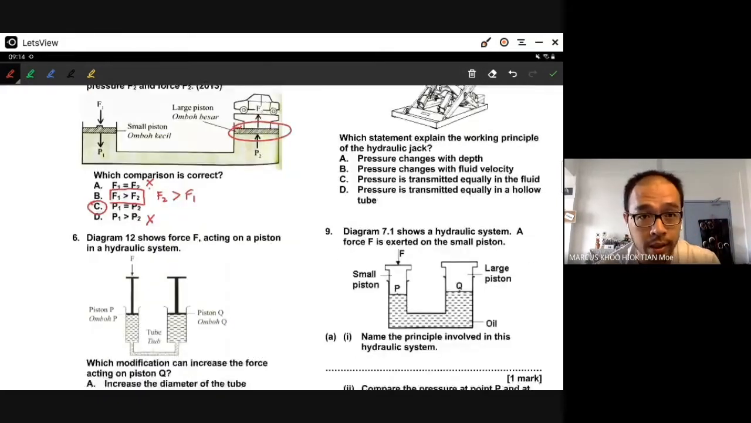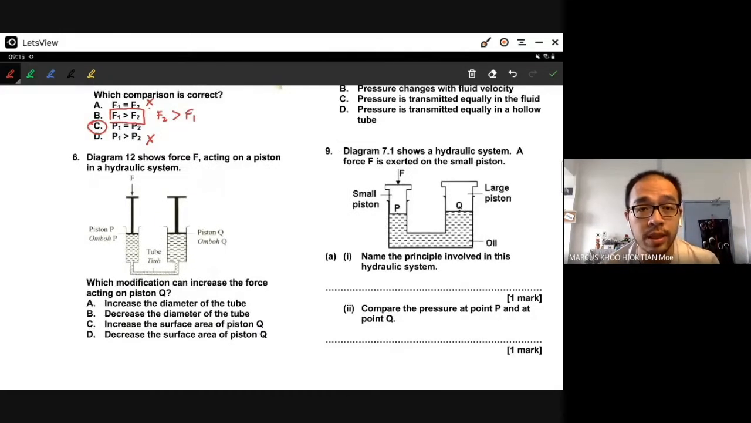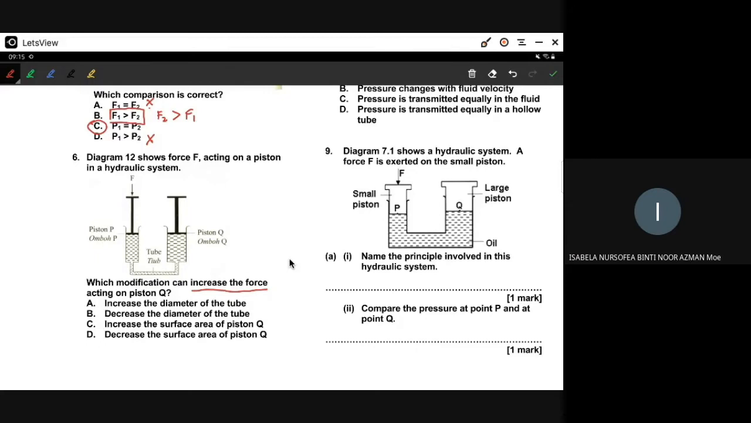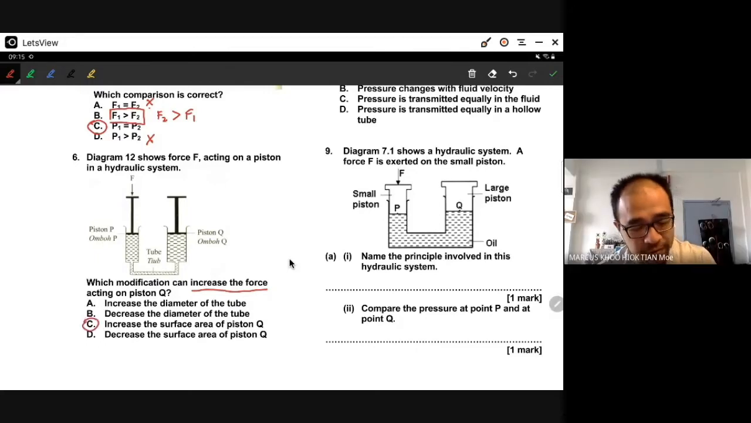Okay, question number 6. Diagram 12 shows force F acting on the piston in a hydraulic system. Which modification can increase the force acting on piston Q? I think it's C. Increase the surface area of piston Q. Yeah, this is correct, because the bigger the surface area, the bigger the force.